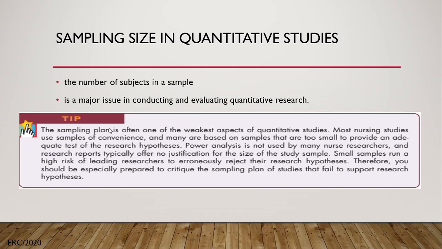Okay, sample size in quantitative studies is a major issue in conducting and evaluating quantitative research. Statistical conclusion validity is threatened when samples are too small, and researchers run the risk of gathering data that will not support their hypothesis, even though those hypotheses are correct. Okay, large samples are no assurance of accuracy. In non-probability sampling, even a large sample can harbor extensive bias.